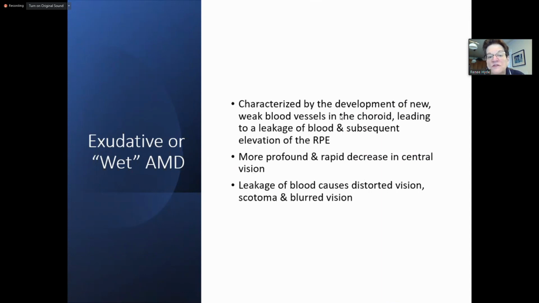Okay, what are scotomas? Any idea? Are they blind spots? They can be, but sometimes you may hear them referred to as floaters. Okay, but scotomas are those blind spots. And you may see floaters as well with this type.